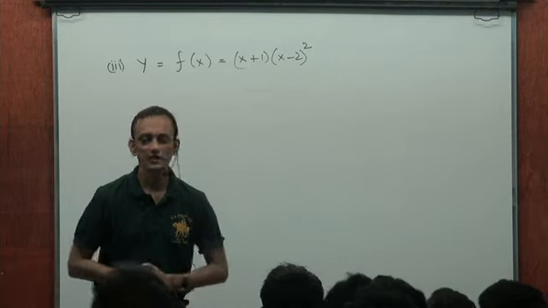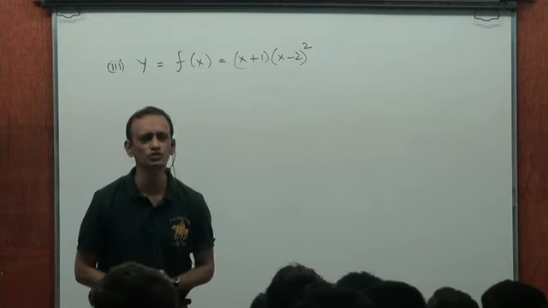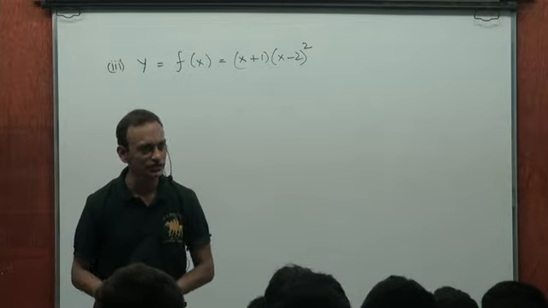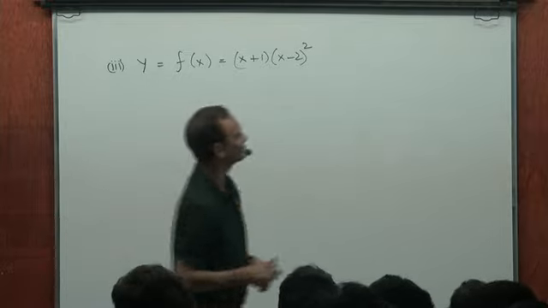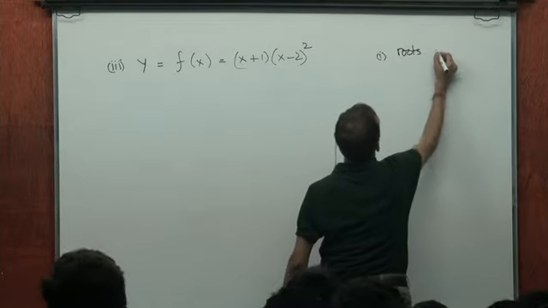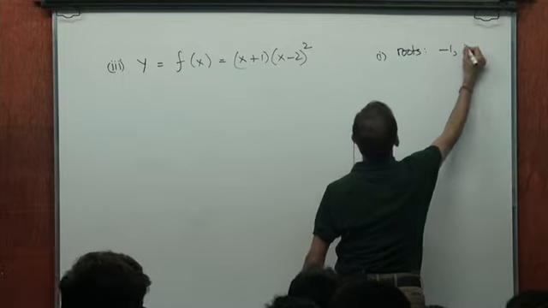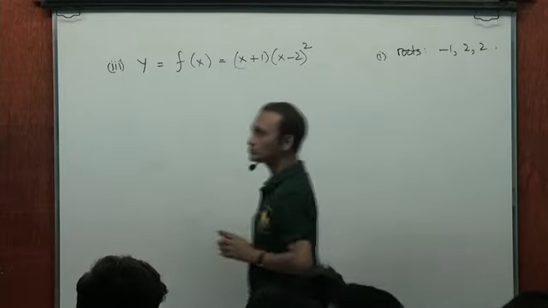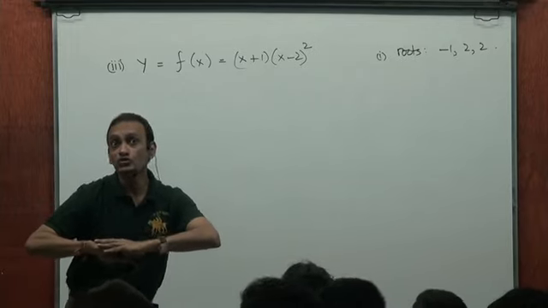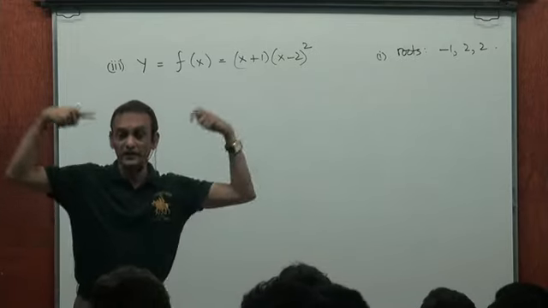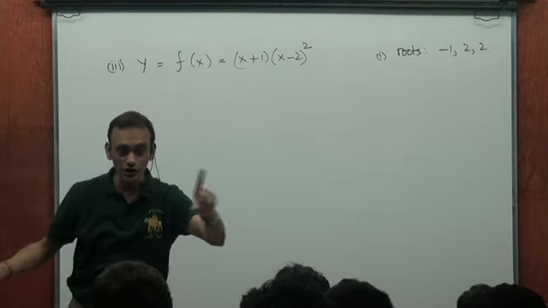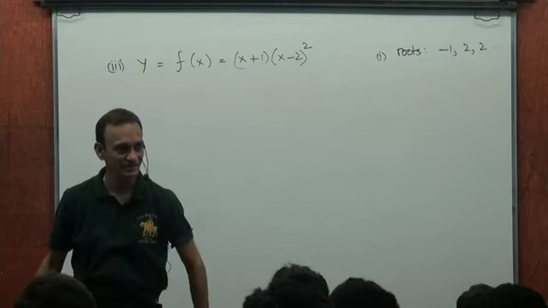A few things are readily observable. What are the three roots? Minus 1, 2, 2 are the three roots of this, isn't it? 2 is a repeated root. Remember this? If x equal to alpha is a root repeated k times for a polynomial, then for its derivative it will be a root repeated k minus 1 times.